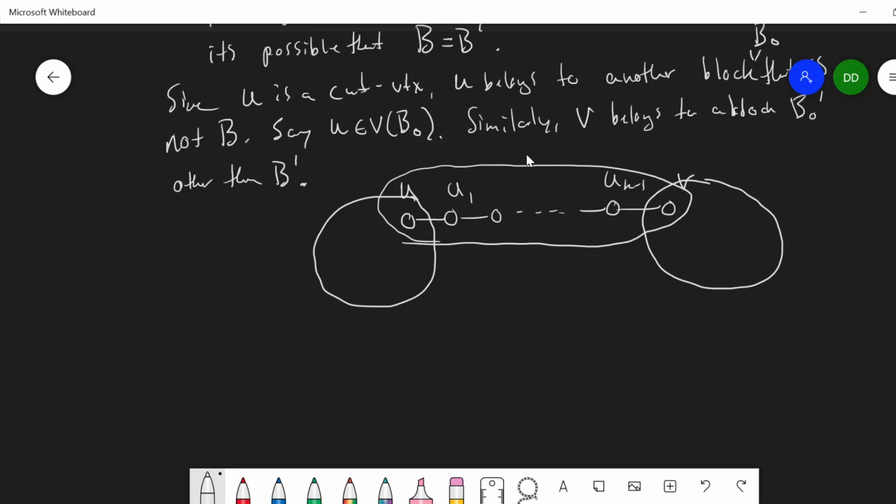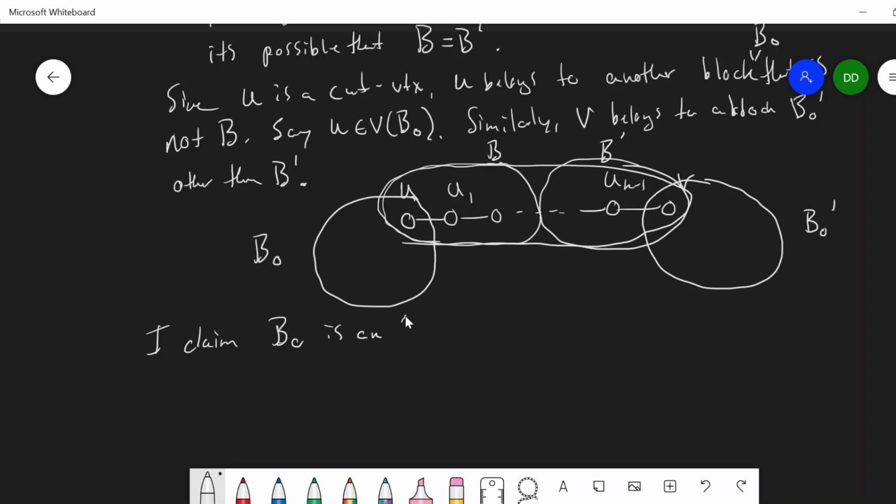So it's also possible these could be split up into a couple different blocks. Maybe it breaks down like this. So this would be my B and my B prime. Possibly it's all one big block. But then I definitely have this B naught that contains U, and this B naught prime which contains V. And I claim B naught and B naught prime are end blocks. I claim B naught is an end block. I'll just show this for B naught, and a similar argument will work for B naught prime.